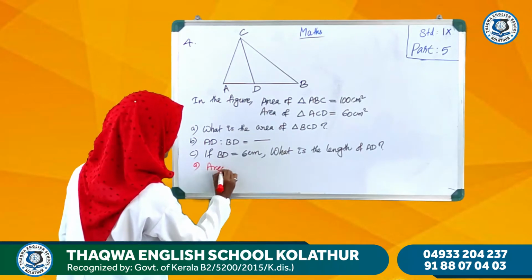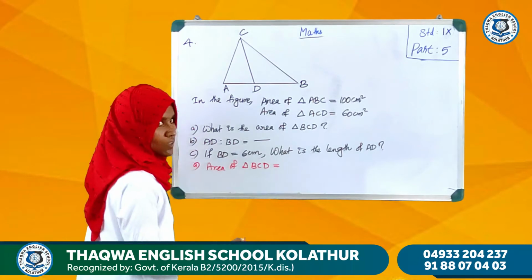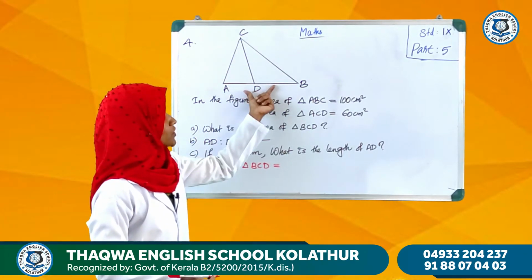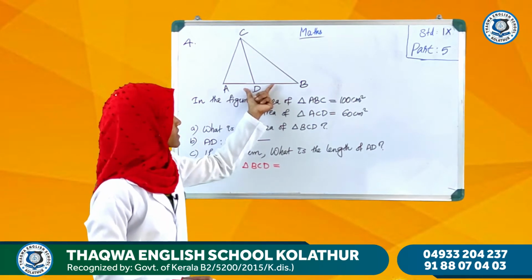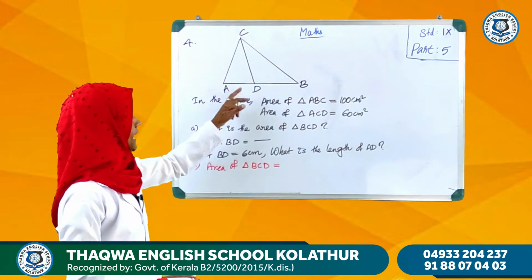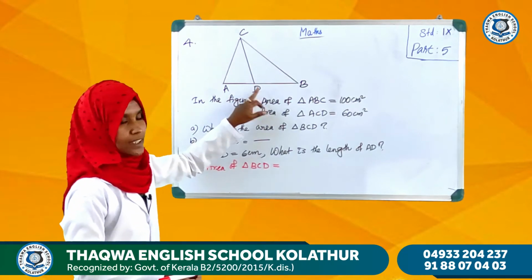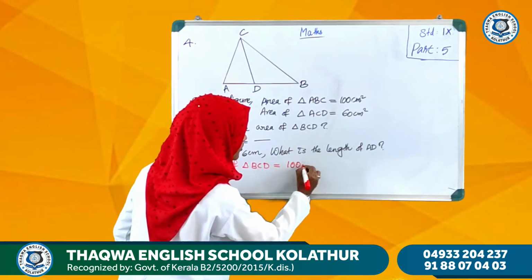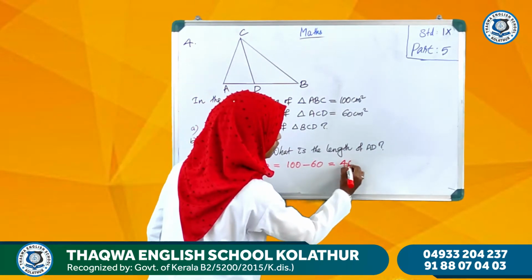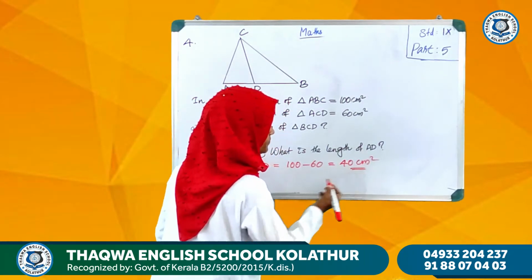Area of triangle BCD. How can we find out? Yes, area of triangle ABC minus area of triangle ACD. That is 100 minus 60. This is 40. 40 square centimeters.